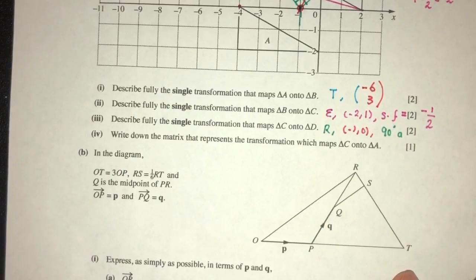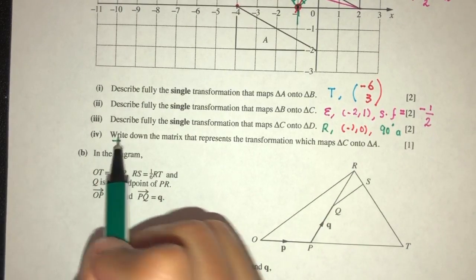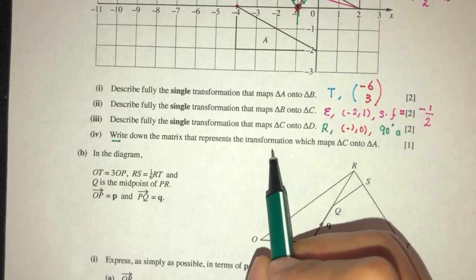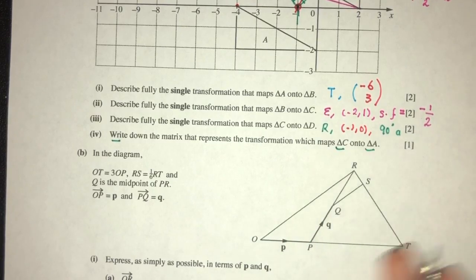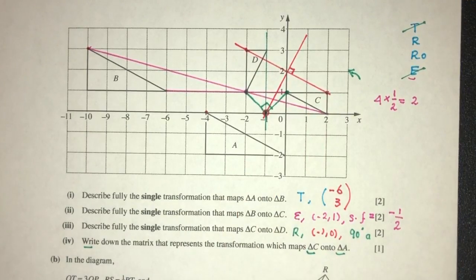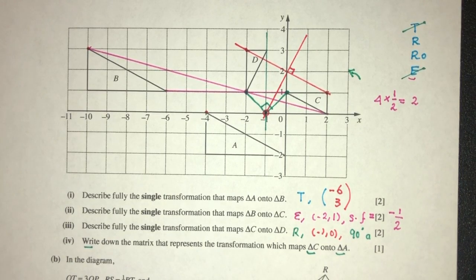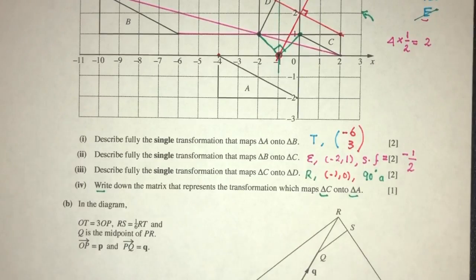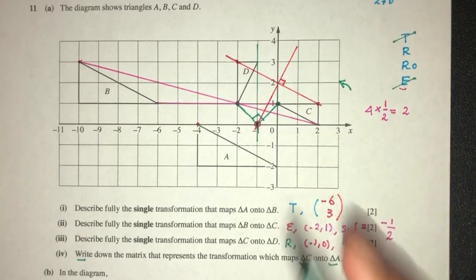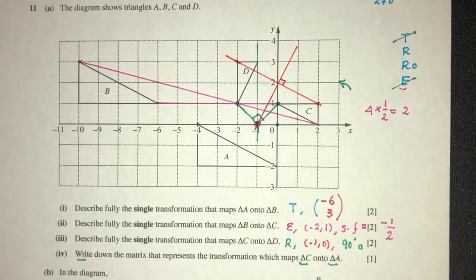Now for part 4, we have to write down the matrix that represents the transformation that maps C onto A. So where's C? C onto A. As you can see, the size changed again, and because we have to write down the matrix here, we just have to write it down according to the question. We already know the center has to be 0, 0, but that is not the main point. The main point to write down the matrix is that we need to find the scale factor.